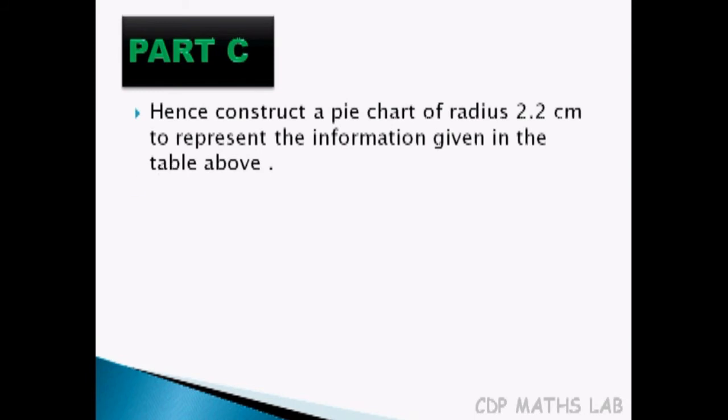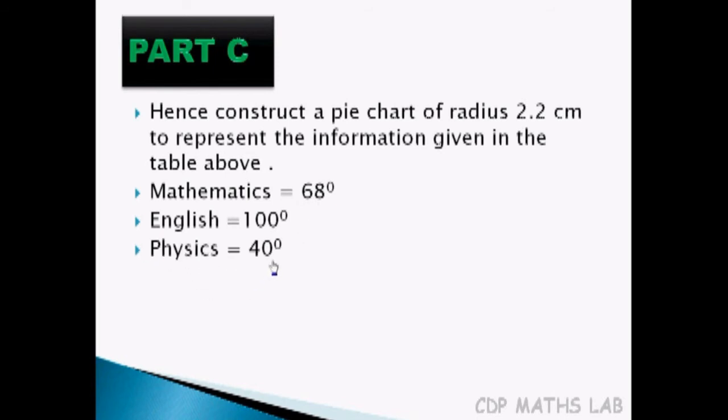Okay, now we're at part C. Hence construct a pie chart of radius 2.2 centimeters to represent the information given in the table above. The angle for mathematics is 68 degrees. For English, 100 degrees. For physics, 40 degrees. For chemistry, 60 degrees. And for history, 92 degrees.